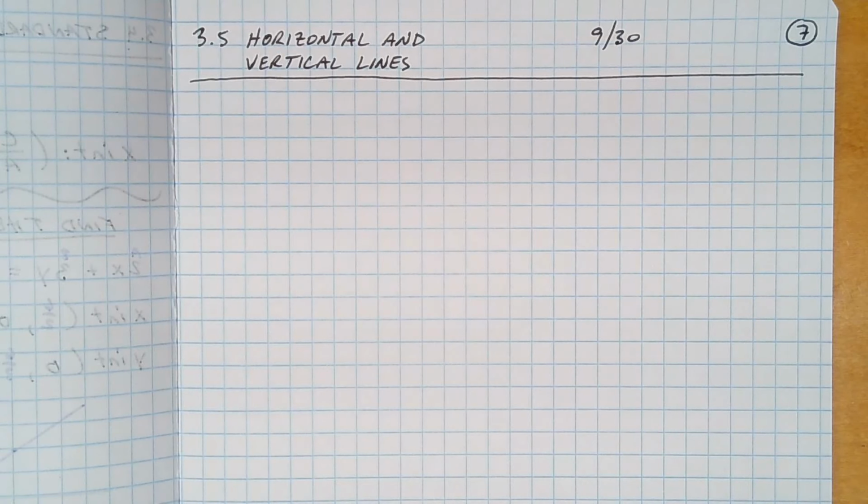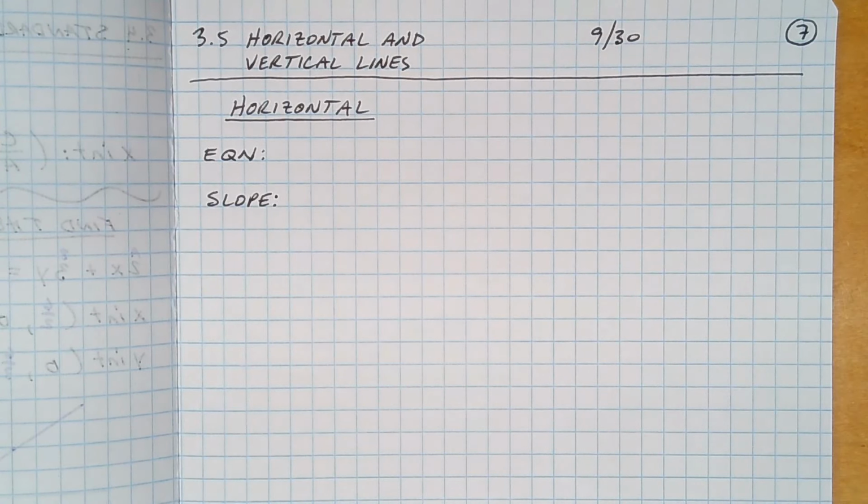Hi everybody, today we are going to learn about section 3.5, horizontal and vertical lines. This is part one. We're going to learn another part in just a few minutes after this video. And you can see that this is page 7 in our notes.